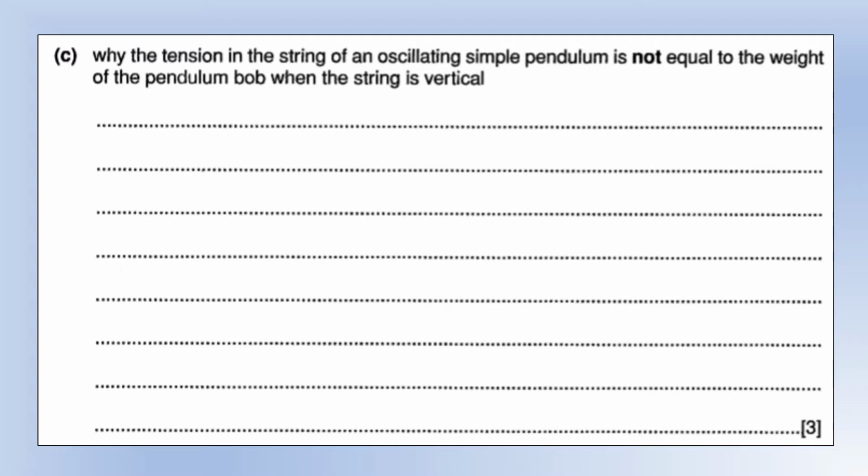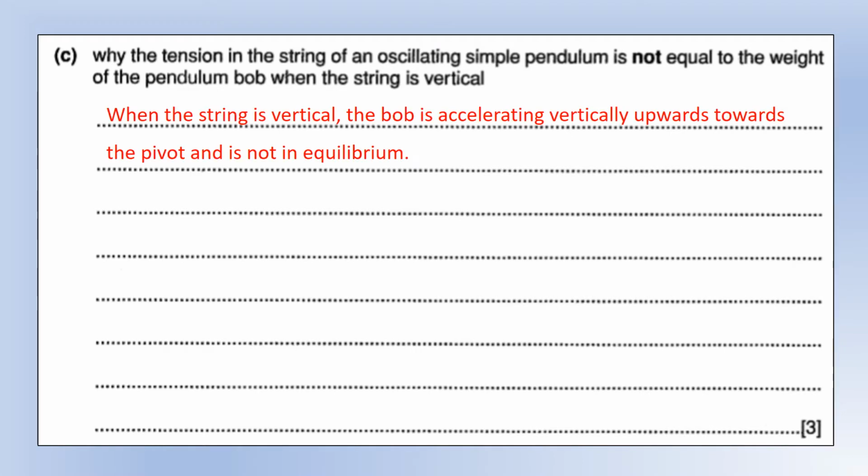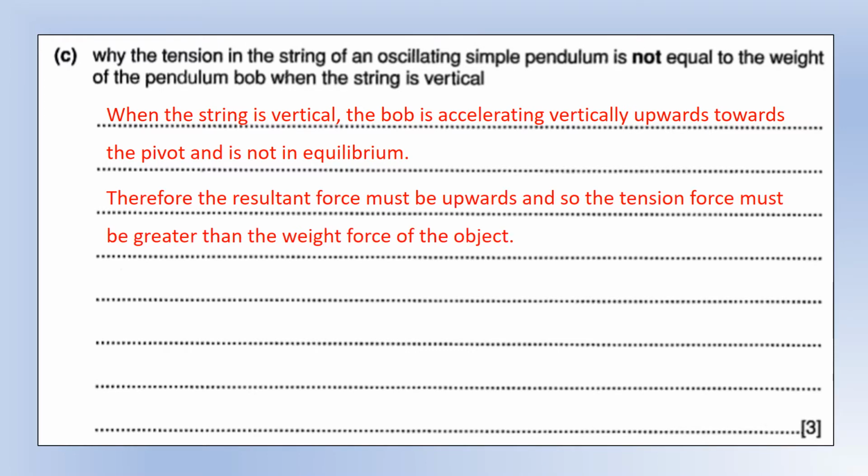Why is the tension in the string of an oscillating simple pendulum not equal to the weight of the pendulum bob when the string is vertical? So the first thing you have to recognize is when the string is vertical but the pendulum is swinging, the bob is accelerating upwards towards the pivot and is not in equilibrium at this position. And that means the resultant force must be upwards, so the tension force must be greater than the weight force. You could also answer this by considering the fact that the pendulum is effectively in some form of circular motion at this point, and there must be an acceleration towards the center of the circle as well. So that logic could work too.